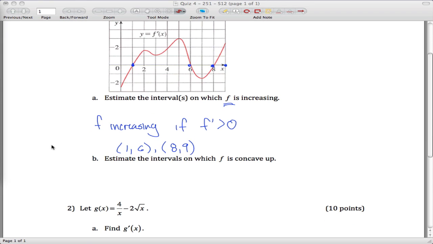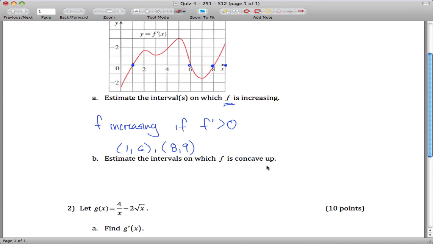Okay. Estimate the intervals on which f is concave up. This is talking about f. F is concave up if its second derivative is positive, in other words, if its first derivative is increasing. So f is concave up when f double prime is positive, which happens when f prime is increasing.